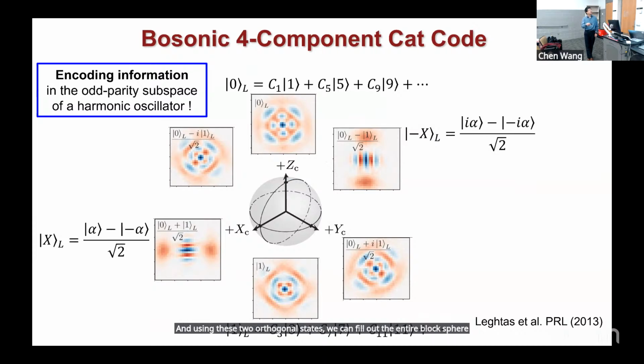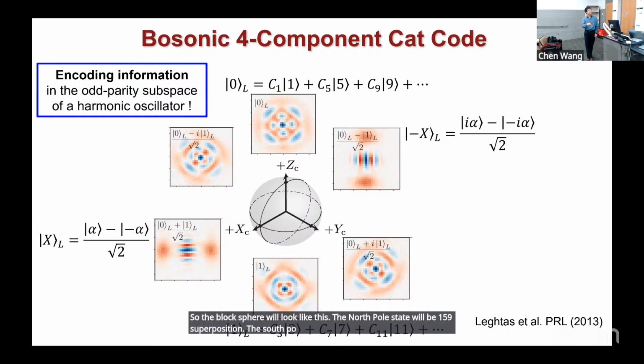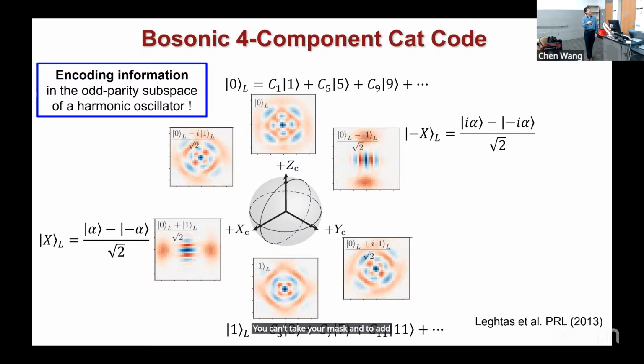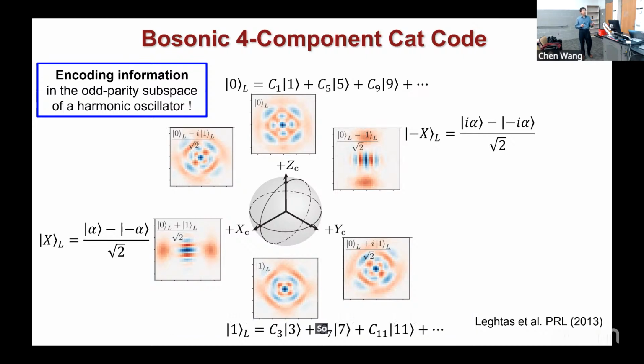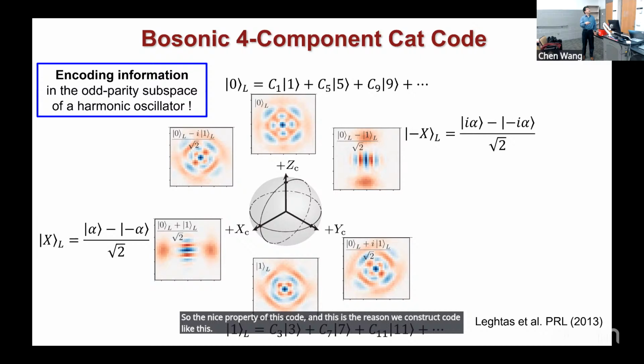So the Bloch sphere will look like this. The North Pole state will be a 1, 5, 9 superposition. The South Pole state will be a 3, 7, 11 superposition. You can do the math to add the plus x and minus x, and you're going to see that all the photon numbers are 1 mod 4, and this is going to be 3 mod 4. So the nice property of this code, and this is the reason we construct code like this, is that this entire Bloch sphere is made out of states that contain odd parity of photon numbers. So the entire Bloch sphere would have photon numbers of 1, 3, 5, 7, and so on and so forth.